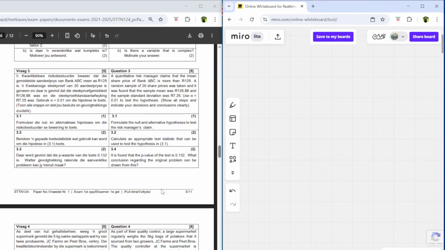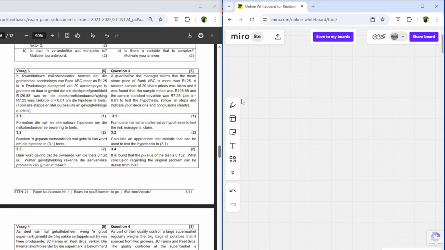Question 3: a quantitative risk manager claims that the mean share price of bank ABC is more than 125. A random sample of 20 share prices was taken and it was found that the sample mean was 126.88 and the sample standard deviation was 7.25. Use alpha equals 0.01 to test the hypothesis. Show all the steps and indicate the decisions and conclusions clearly. 3.1. Formulate the null and alternative hypothesis to test the risk manager's claim.